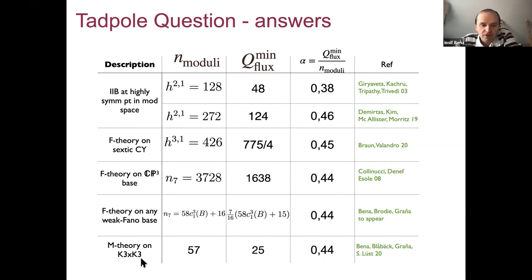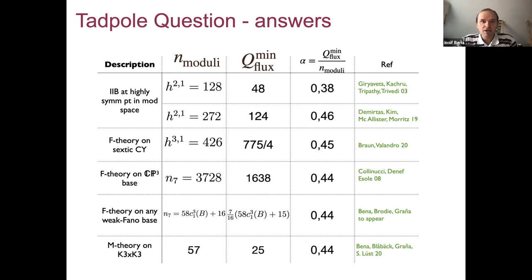We also looked at M-theory on K3 times K3 with Severin Lüst and Johan Blåbäck and Mariana. And there we did some genetic algorithms and some horrible searches and so on and so forth. We were basically able to find vacua with the tadpole, with the Q in the flux, equal to 25. But we couldn't find anything with Q equals 24. We found a few hundred thousand vacua like this, but nothing with 24. So we believe it's a strong bound. All these examples are basically pointing towards this number being bigger than one third at least.